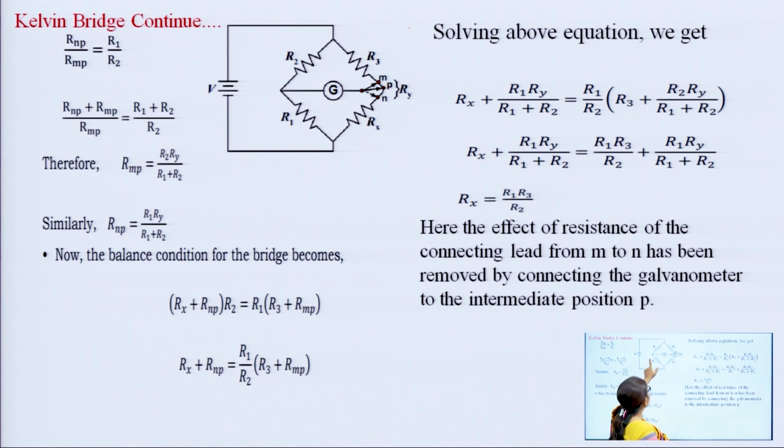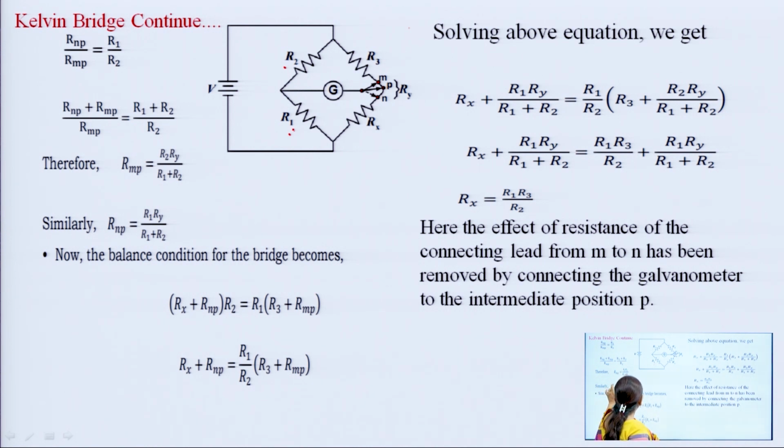So, it means R2 into (Rx plus Ry) is equivalent to R1 into R3. In the second condition, if this terminal is connected to the N terminal, what will happen? R2 into Rx is equivalent to R1 into (R3 plus Ry). So, by solving these two equations, we will get RMP is equal to R2 into Ry by (R1 plus R2).